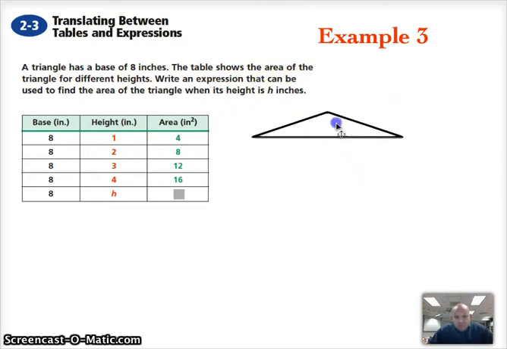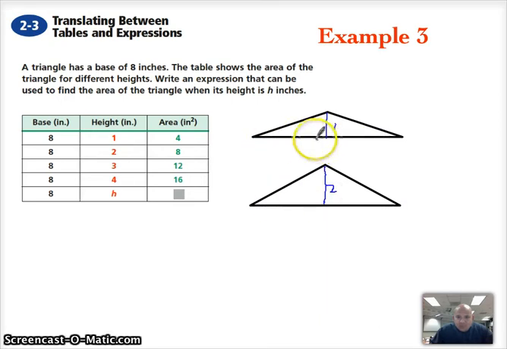So let's take a look at this first one. This is our first one, and this has a height of 1. So I'm going to write down the height here is just 1. Next, this is a height of 2, so I'm going to stretch this a little bit. And I'm going to imagine that's 2. And you see how the base remains the same. It is still 8, base in inches. It's going to be constant. It's just the height that changes.